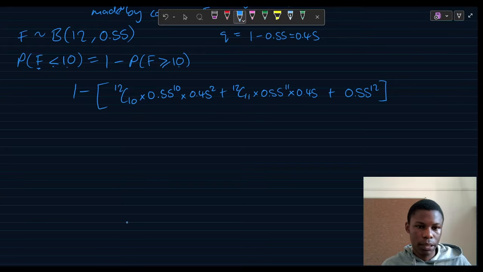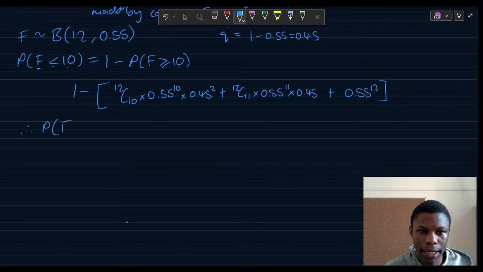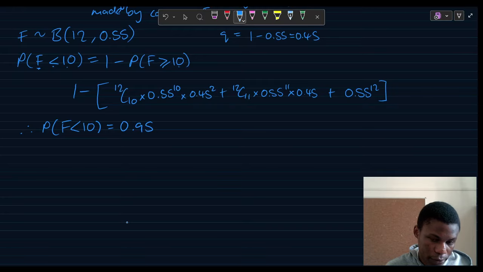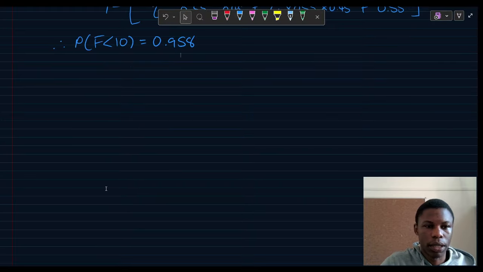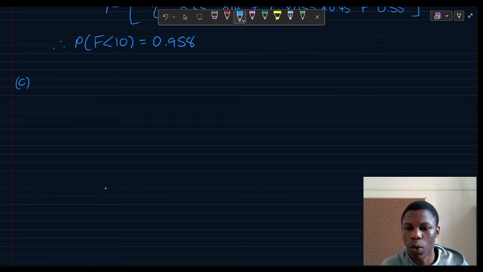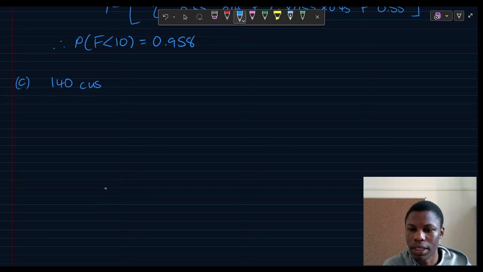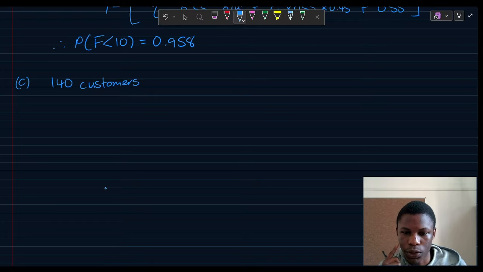Okay, let's punch this into the calculator. You get that the probability that F is less than 10 is equal to 0.958, correct to 3 significant figures. And then we are now given that a random sample of 140 customers who each bought a computer from this store is chosen. Okay, 140 customers chosen who bought a computer from the store.